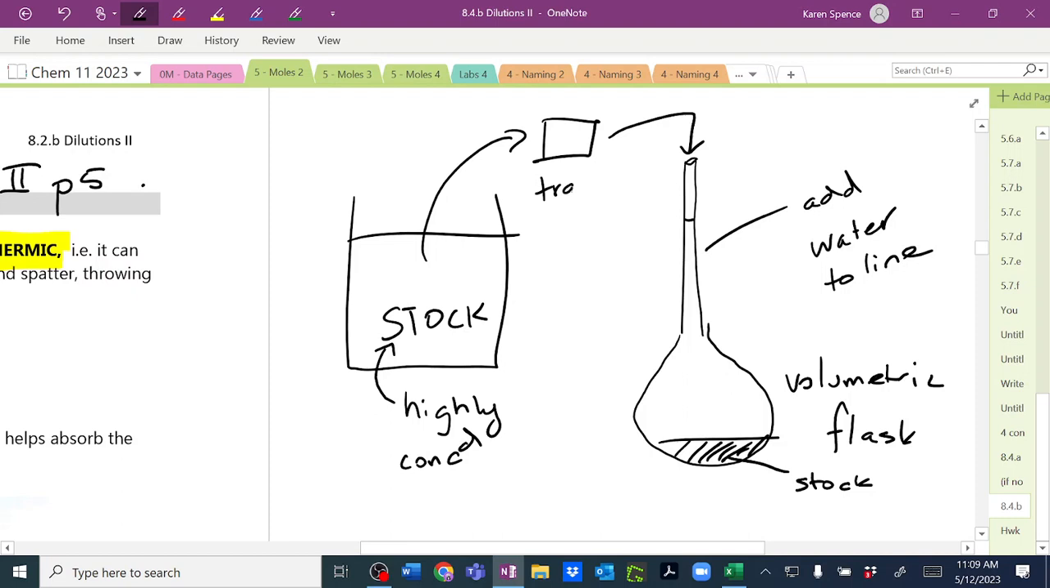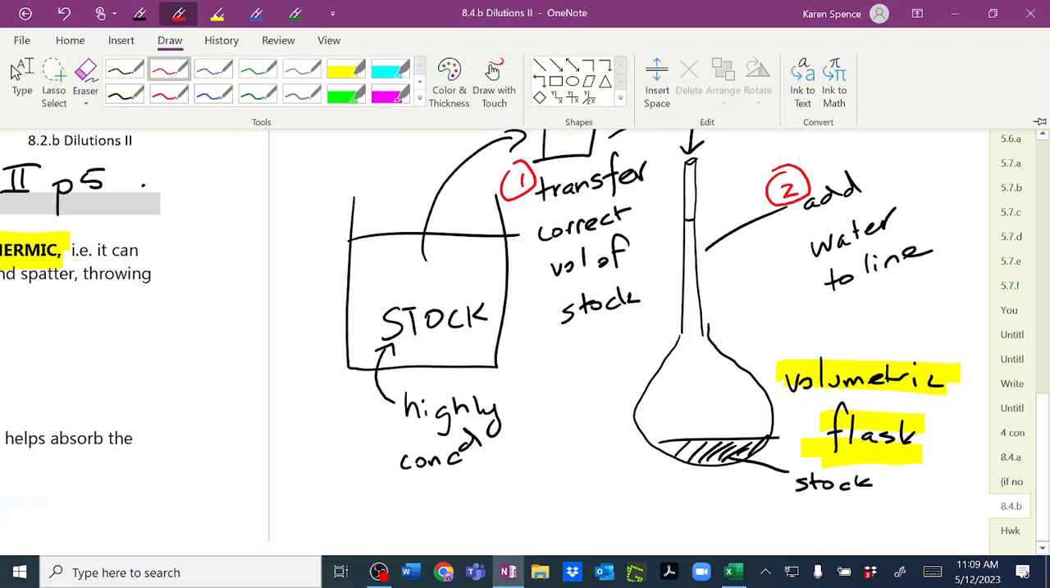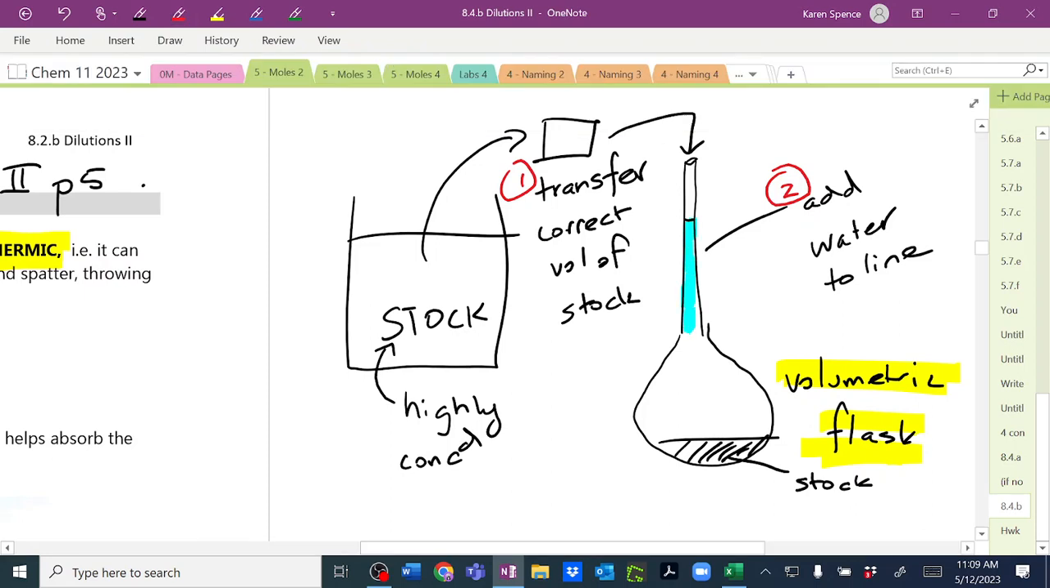So you're going to transfer the correct volume of stock into the volumetric flask. And then you are going to add water to the line, which is the final volume that we want. Okay, so we've now added water to the line. Now this is all well and good if we're not working with an acid, because if we start adding water to an acid, it can do what? Explode, crack the glass, whatever.